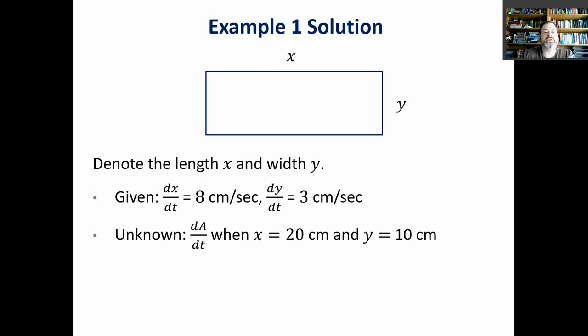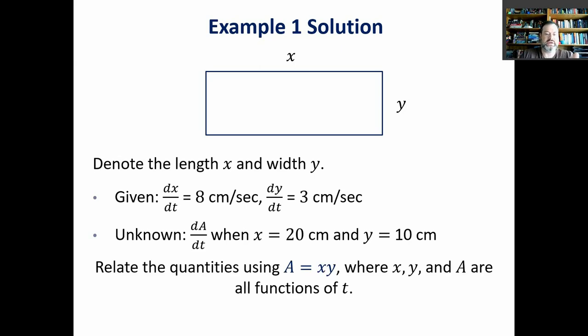So there's a dA/dt. We want to relate all the physical quantities without derivatives. So we have A, x, y. Well, the area of a rectangle is just x times y, so that's pretty easy. And don't forget that x, y, and A are all functions of t.